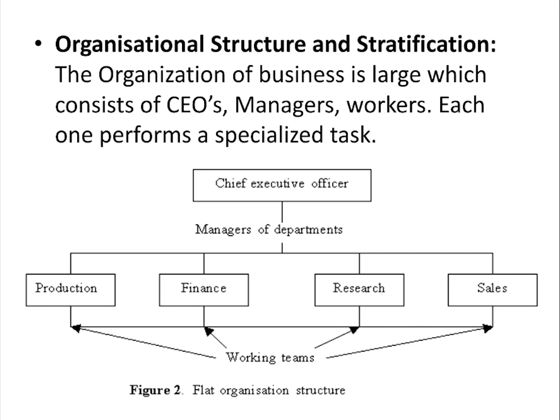If we look at the table, this particular table tries to explain the organization structure and stratification. In a company we have a chief executive officer, the CEO. Under the CEO we have different managers, and under the managers we have many workers. Each person is assigned to do one work. By doing that they can earn more profit, and they will run a huge business all over the world.